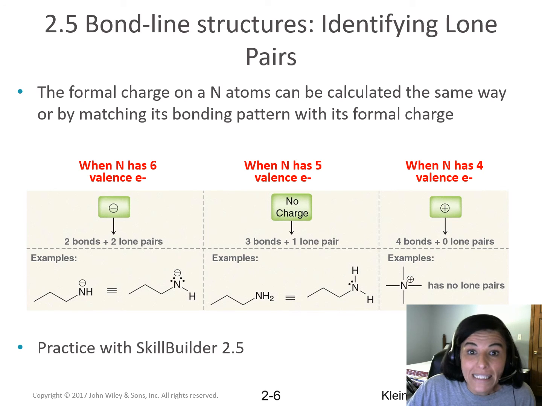Similarly, we see a pattern for nitrogen, which will always be the case. A negatively charged nitrogen has 2 bonds and 2 lone pairs. A neutral nitrogen has 3 bonds and 1 lone pair. And a positively charged nitrogen has 4 bonds and no lone pairs.